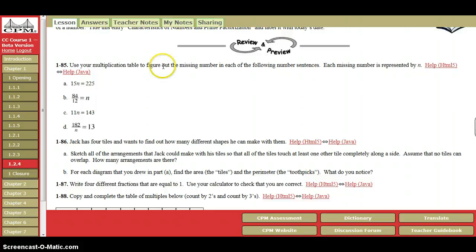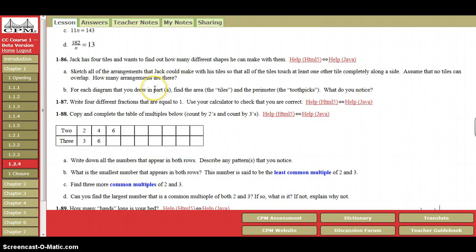The next question that we're going to look at is 1-86. 1-86 says, Jack has 4 tiles and wants to find out how many different shapes he can make with them. For A, you are going to sketch all of the arrangements or designs, basically, that Jack could make with his tiles so that all of the tiles touch at least one other tile completely along a side. Assume that no tiles can overlap. How many arrangements are there? All right, let's look at the help that it provides us.